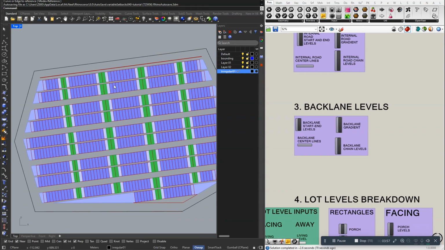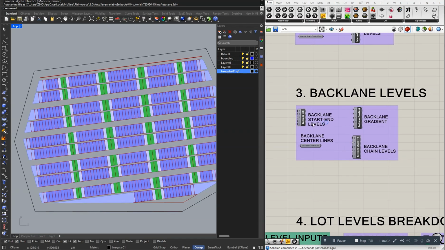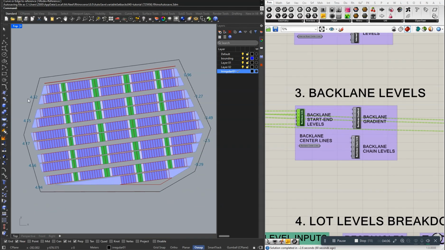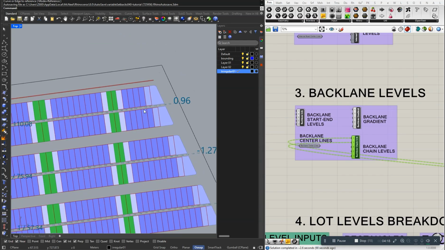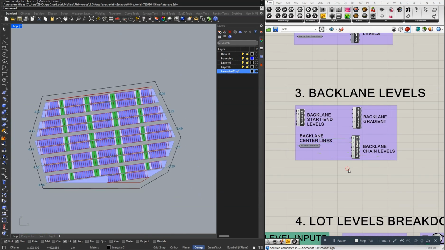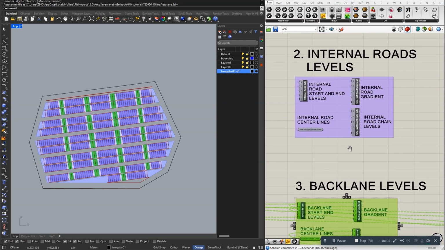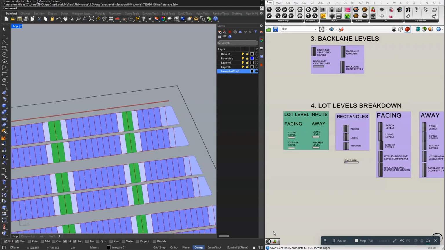So backlanes are the smaller access at the rear of the lots. So I'll turn them on. So you get start and end levels, or highest and lowest levels. You get gradients as well, and individual chains as supplementary information, similar to internal road levels before.